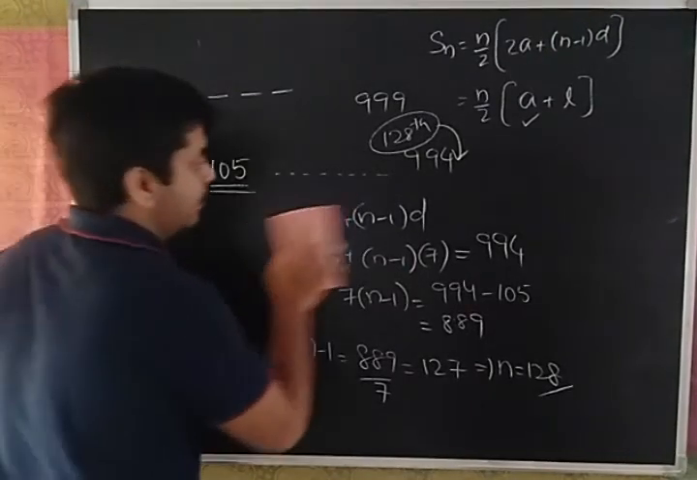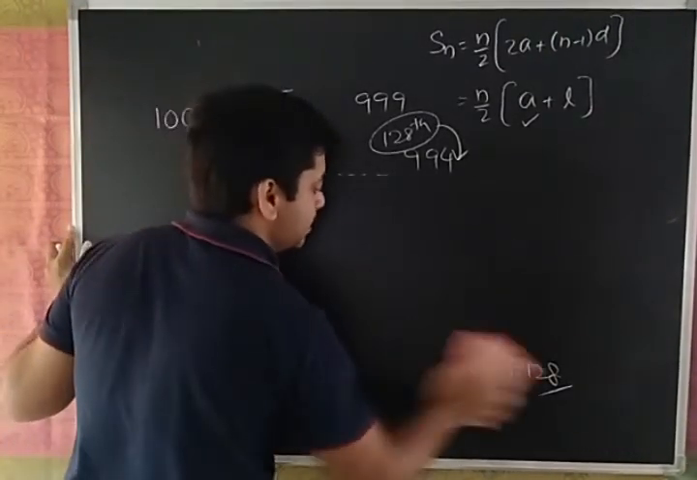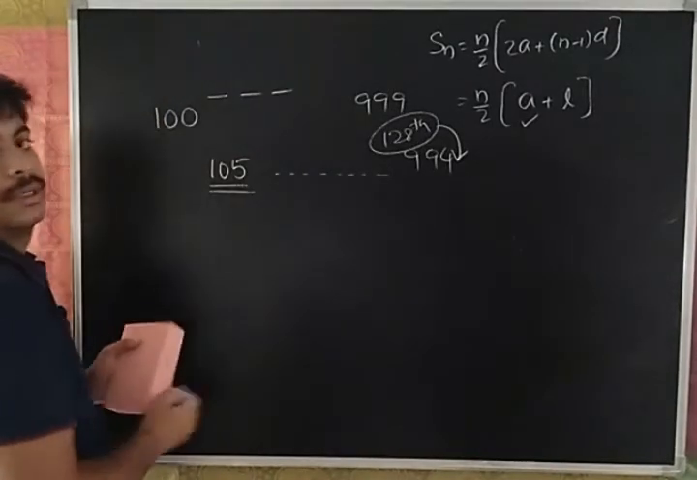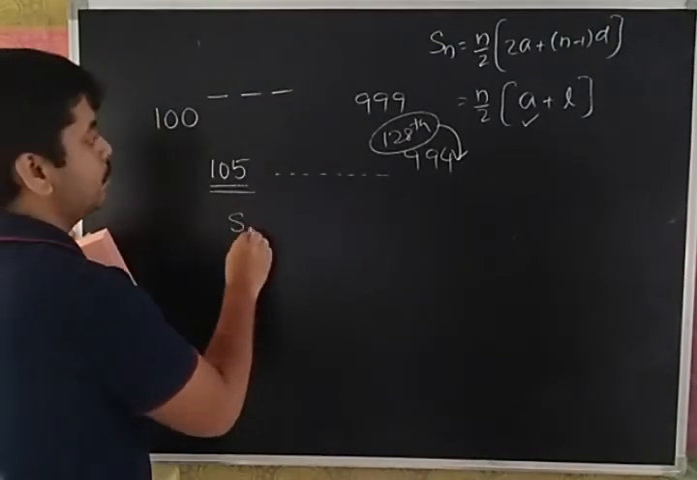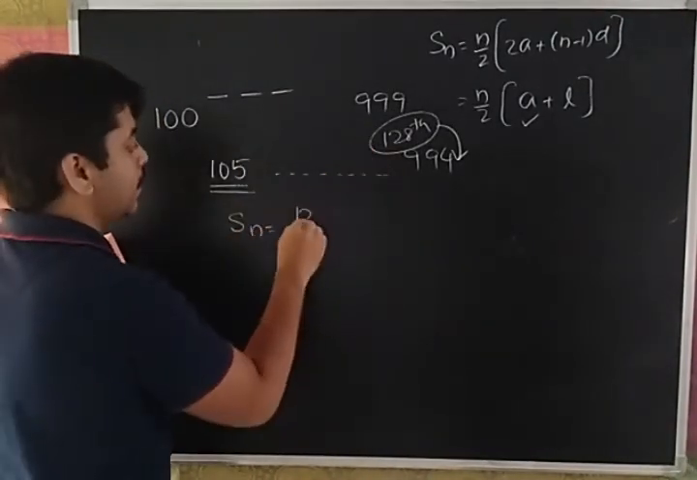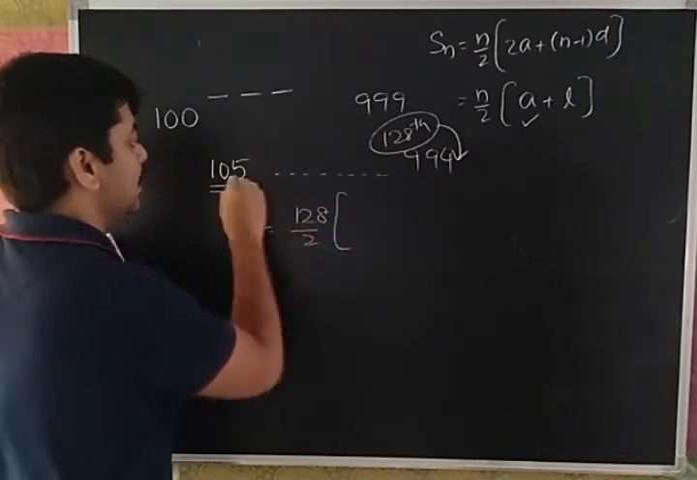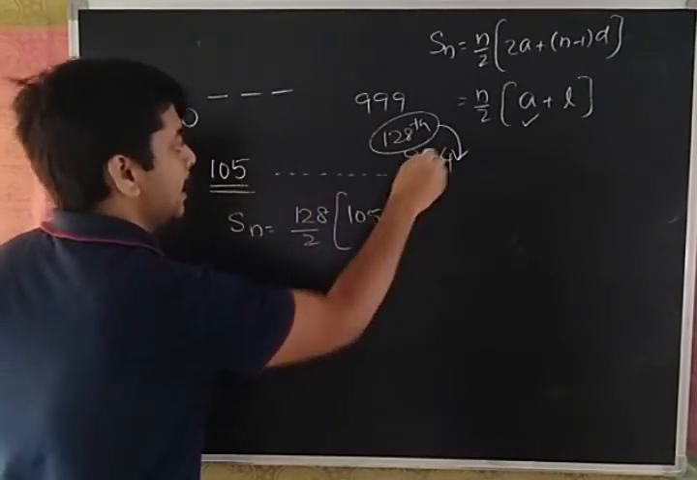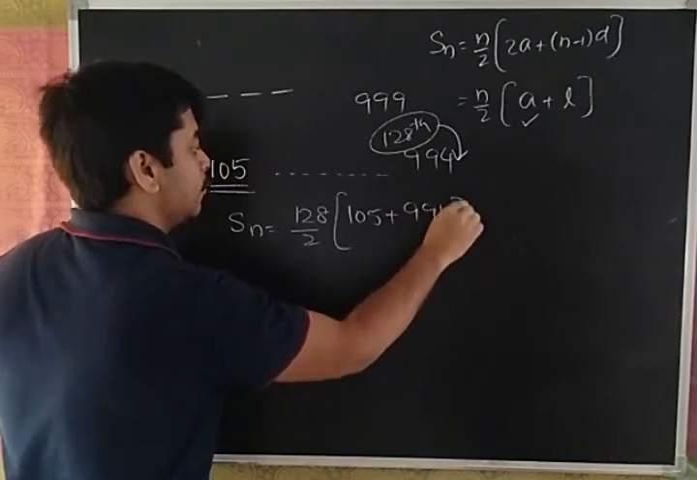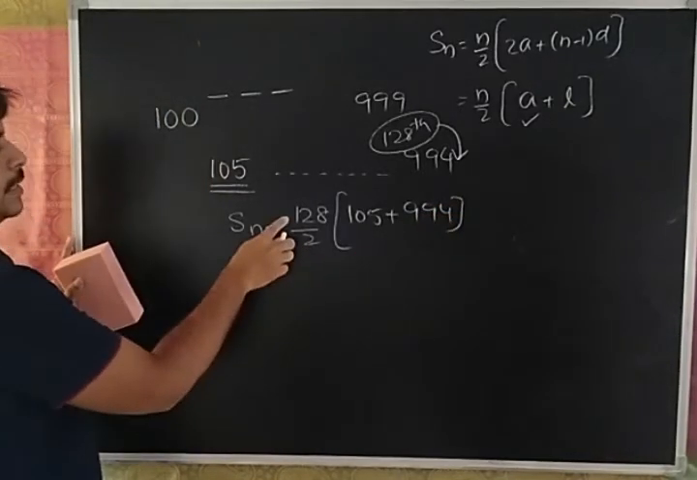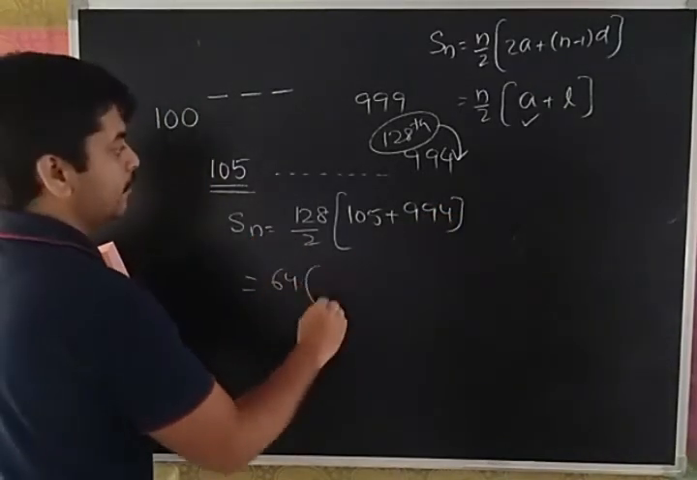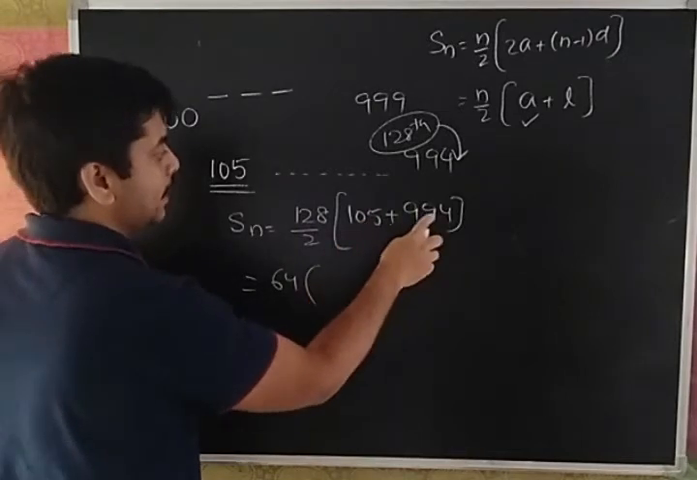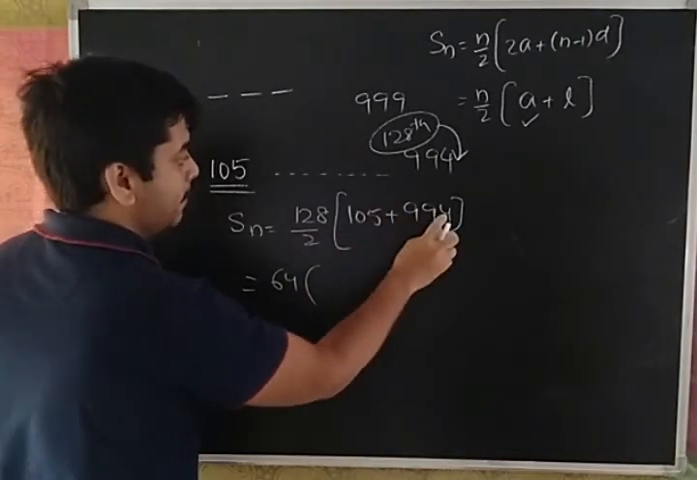So, you have n with you, you have a with you, you have the last term with you. So, we will try to find the sum. Sn is equal to n by 2 into a plus l, that is 128 by 2 into 105 plus l. The last term is 994. Let us quickly check this one. 2 64s. 64 into 105 plus 994.